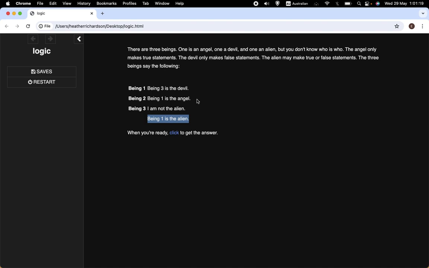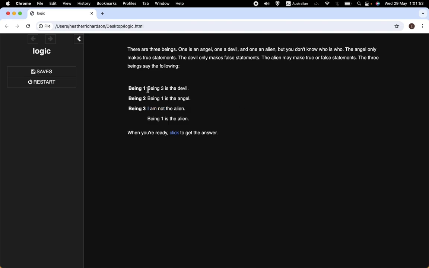So let's look at angel, alien, devil. That statement would be correct because the angel would be saying that being 3 is the devil, which indeed he is. The alien, well, you can never eliminate anything by looking at the alien statements because the alien can make both true and false statements. But if being 3 was the devil, then their statement that they're not the alien would be true, and the devil never makes true statements. So again, we can eliminate that possibility. And that leaves only one possibility, which is alien, devil, angel.